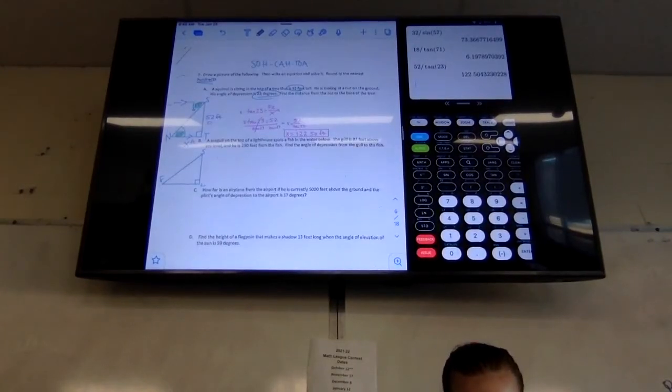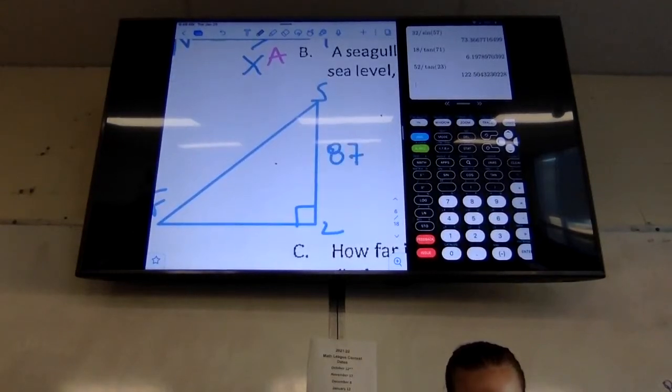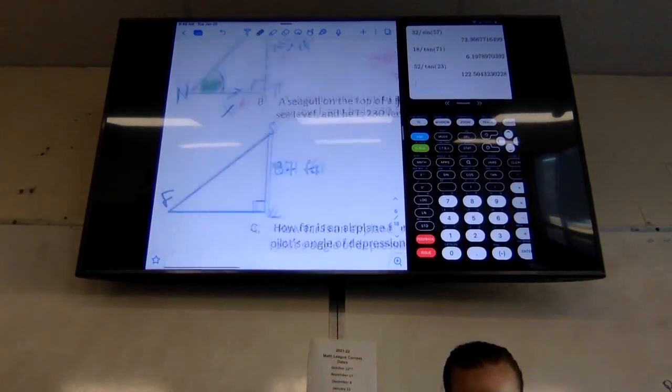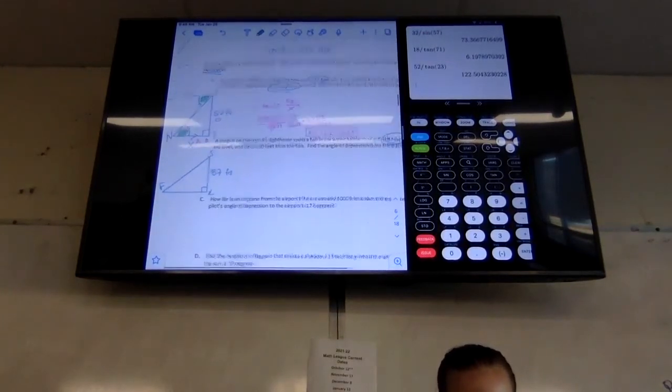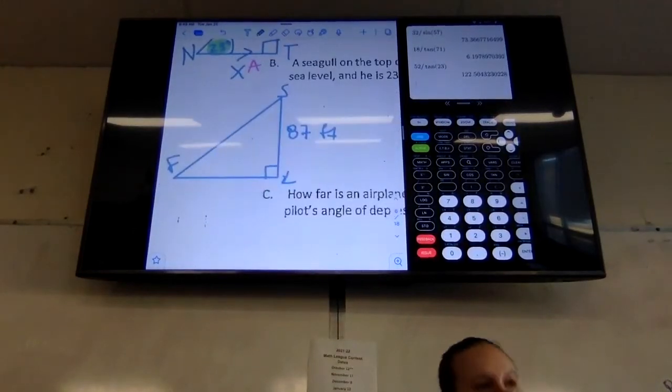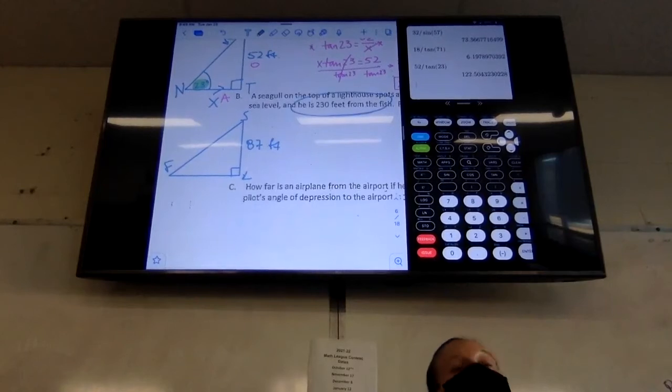The seagull is 87 feet above sea level. So that is a vertical distance. That's how high he is on the lighthouse and the ground, I guess, or else I'd be a really tall lighthouse. And it says he is 230 feet away from the fish. What distance is that? Is that SF or is that FL? FS, the seagull to the fish. It says he is 230 feet from the fish.